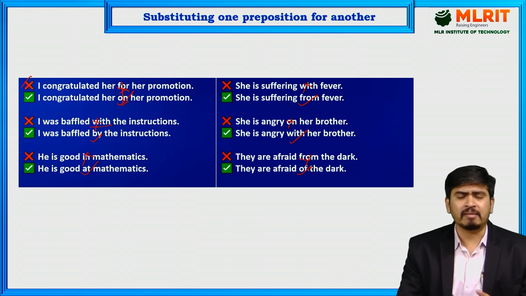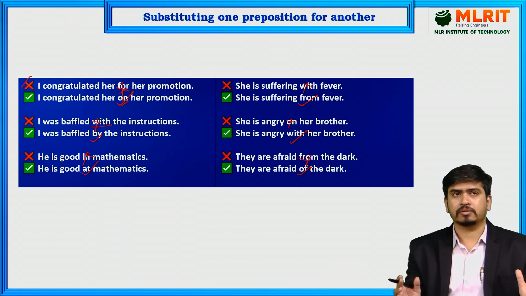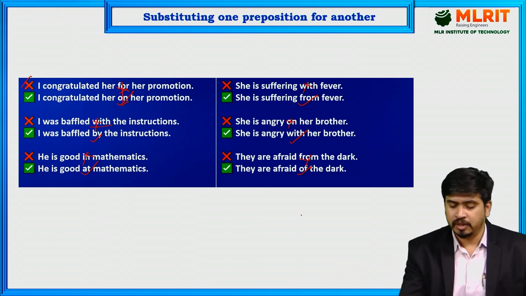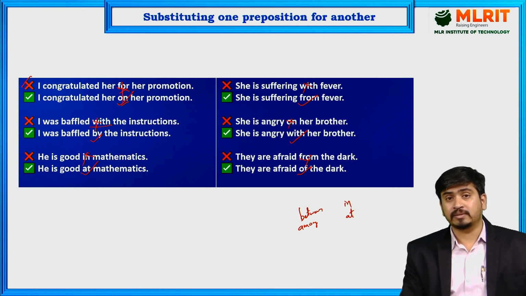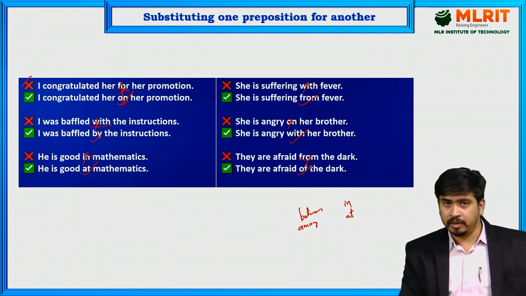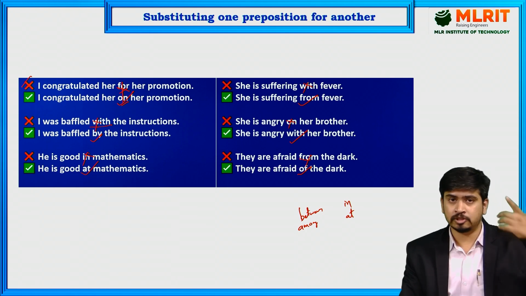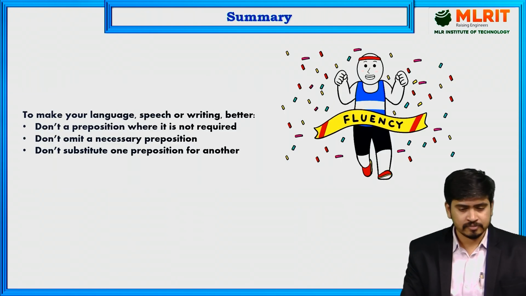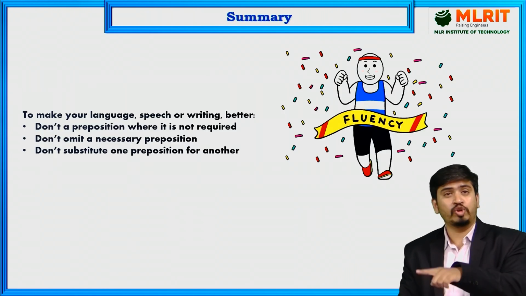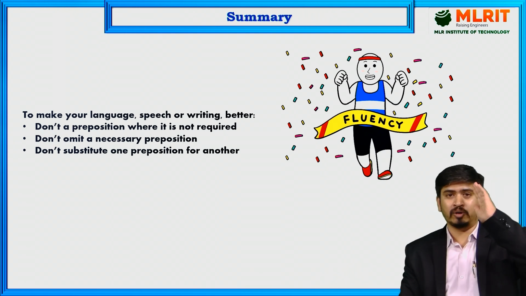Now, there are a number of combinations of confused prepositions between, among, in, at. There are a number of combinations. Now, it's up to you. Go, internet, ChatGPT, learn the combinations, put in mind, and as a summary, to be fluent, eliminate all those errors.